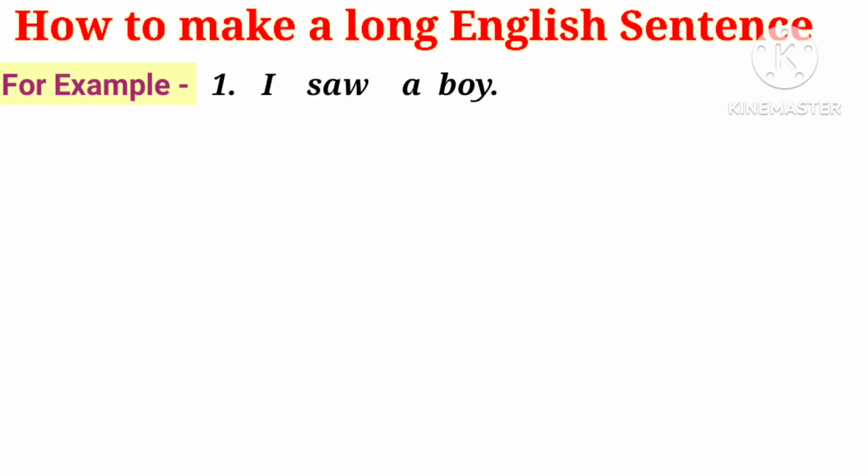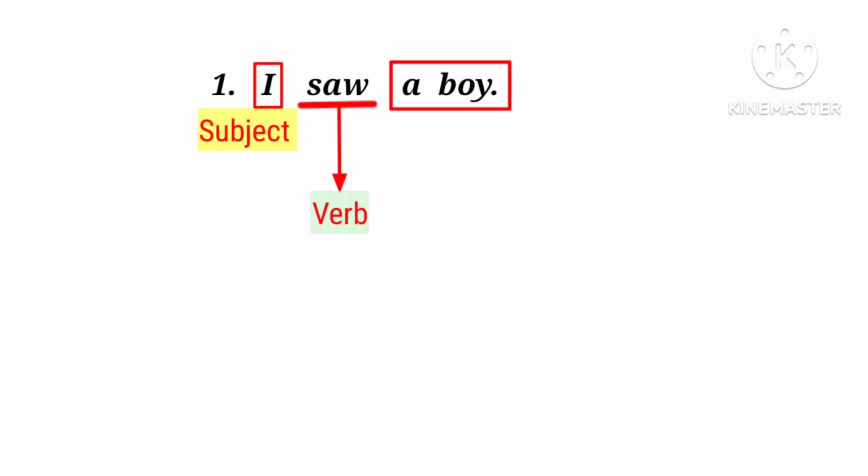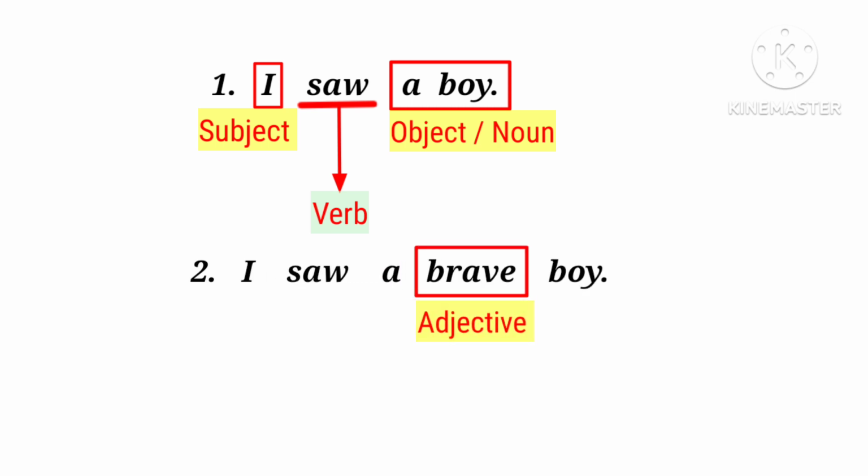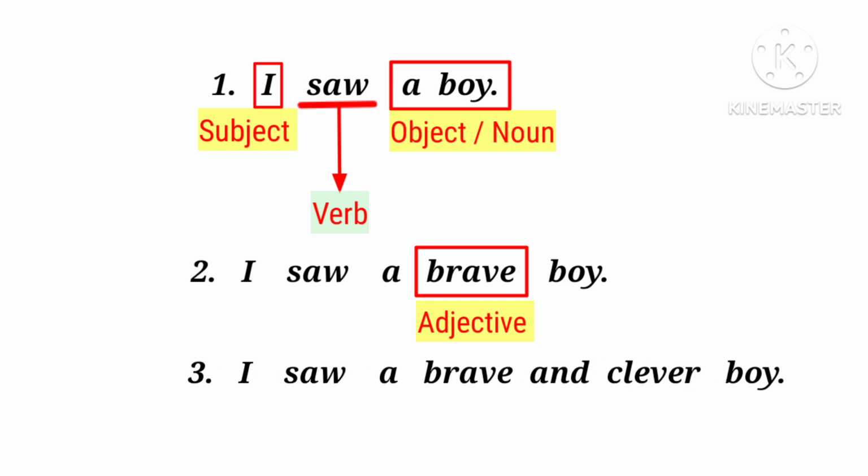I saw a boy. In this sentence, I is subject, saw is verb, boy is object, it is also noun. We make, with the help of adjective, a long sentence. I saw a brave boy. And third sentence, I saw a brave and clever boy. In this sentence we use conjunction.